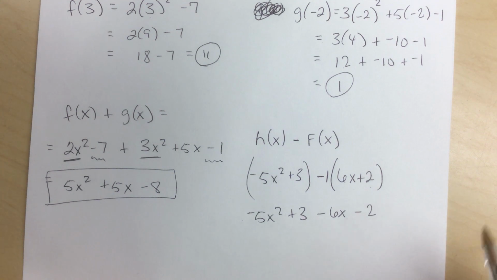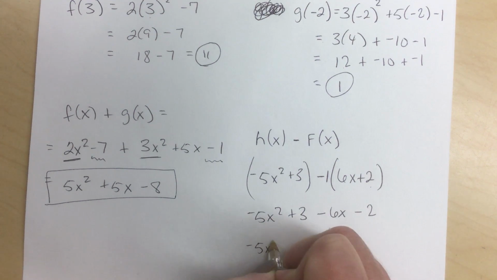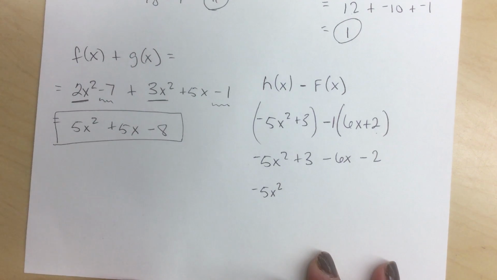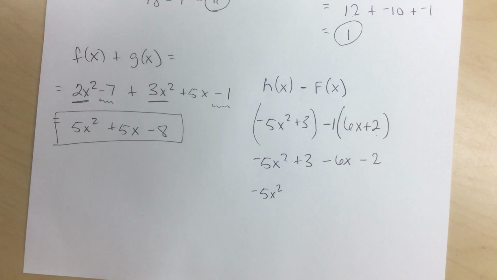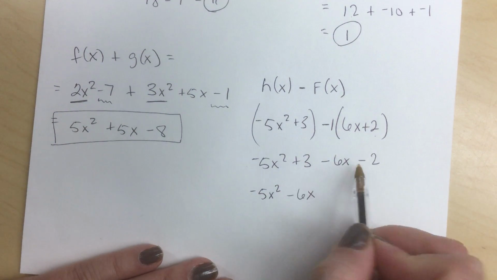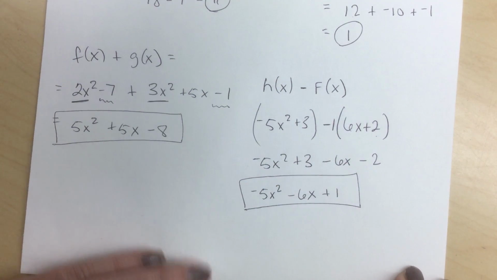Now we're going to combine like terms. -5x squared is my only x squared term, and I normally put first my highest exponent. That's called standard form. I won't count it wrong on your assignments right now if you put it in the wrong order, but just get in the habit of putting your x squared first. Then your next term is -6x, and then 3 minus 2 is a +1. So that is your new answer.